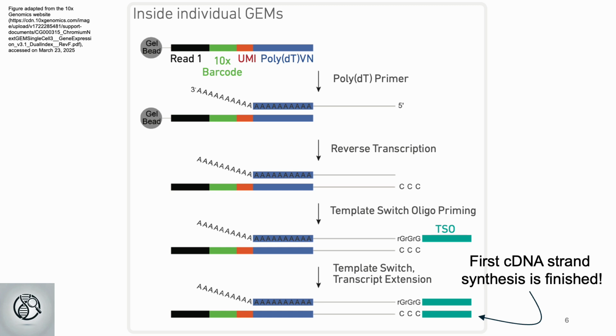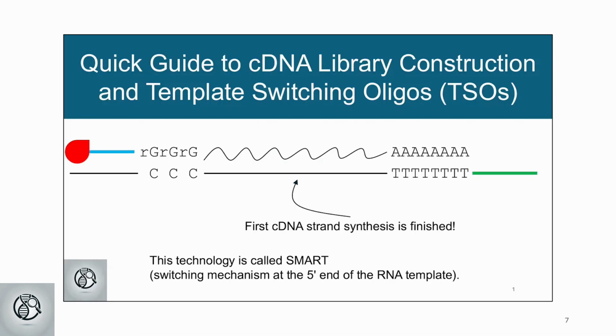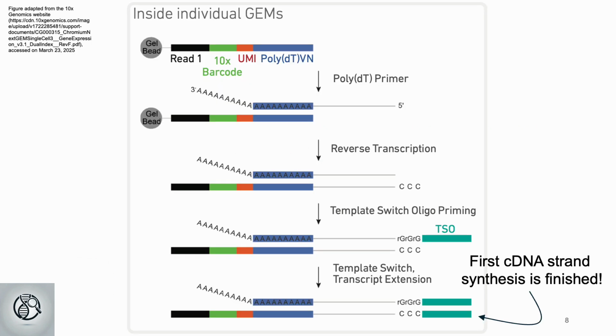From here on, reverse transcription takes over using a template switch oligo or TSO to generate the first full-length cDNA strand. I won't go into the details here because I already have another Omics Quest video called Quick Guide to cDNA Library Construction and Template Switching Oligos, as shown here. Check out that video if you're interested in learning more about how template switching works. At this point, I want to emphasize that all of this is still occurring within individual gems.